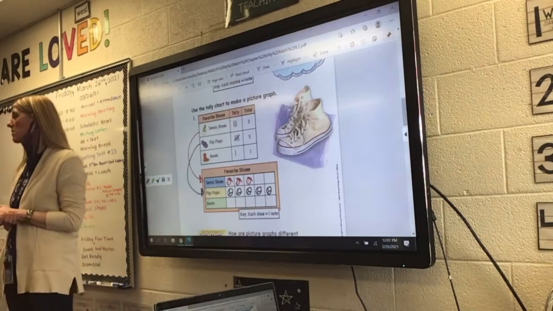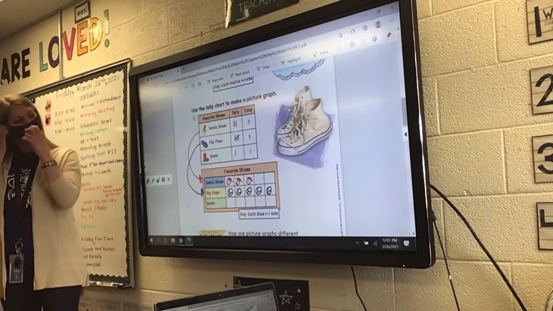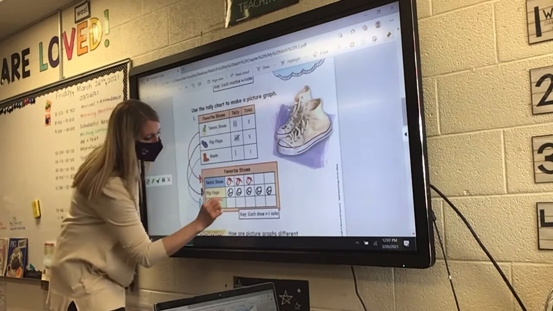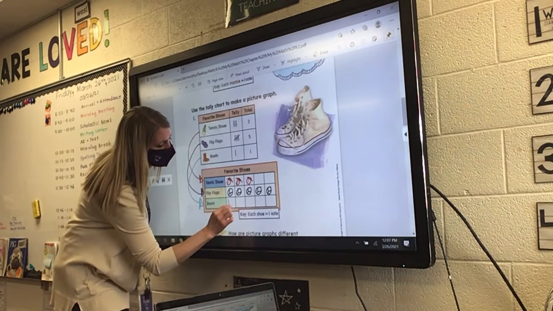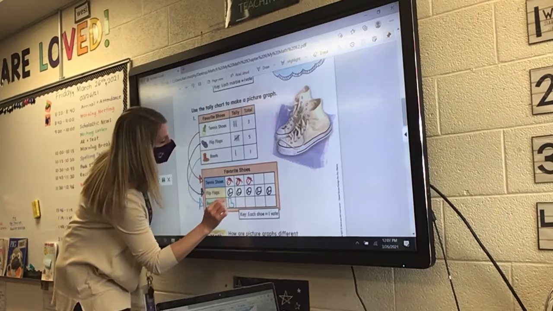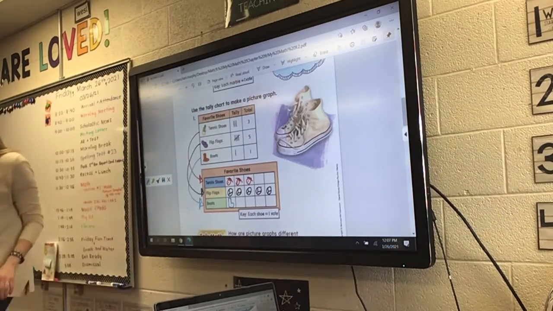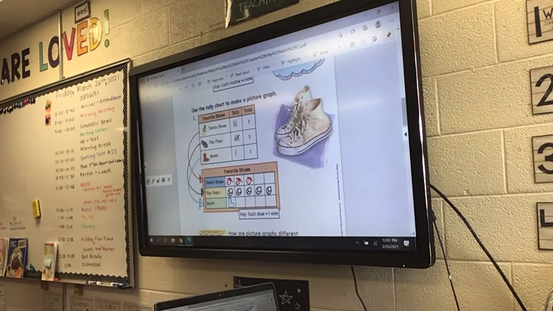Now the next one is boots. And Elliot, how many boots do we need? 1. So this one should be a little easier to draw. It should be way easier. Okay. Perfect.